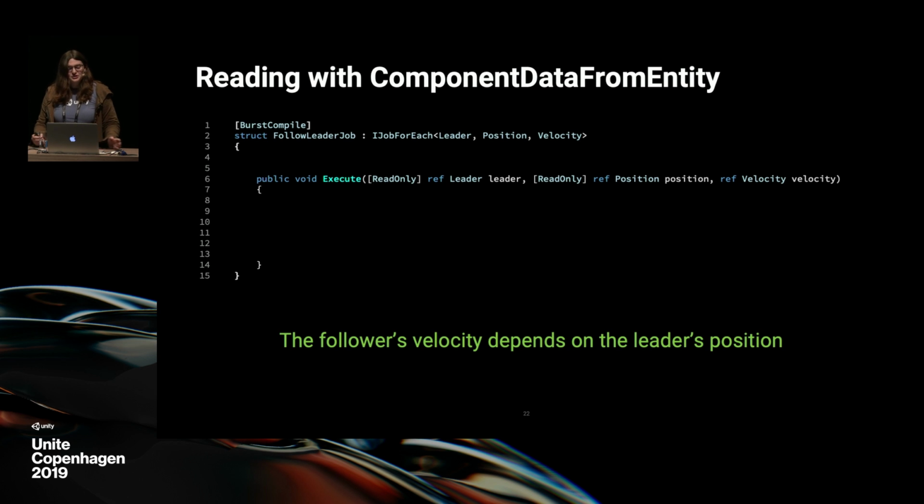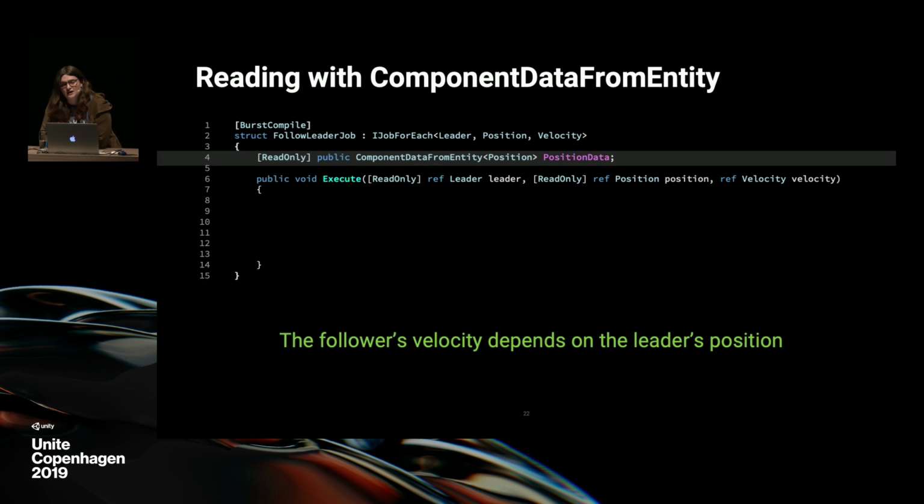So, before we use component data from entity, we'll need a way to iterate over all of our entities. To implement our transformation, we'll use an iJob for each. It's the best tool for iterating over entities. If you're not familiar with iJob for each, what this code says is run the execute method over every single entity that has a leader component, a position component, and a velocity component. If you have those 3 components, then run our transformation. Also notice that the leader and position variables are read-only. We won't be modifying those. So this is our star.